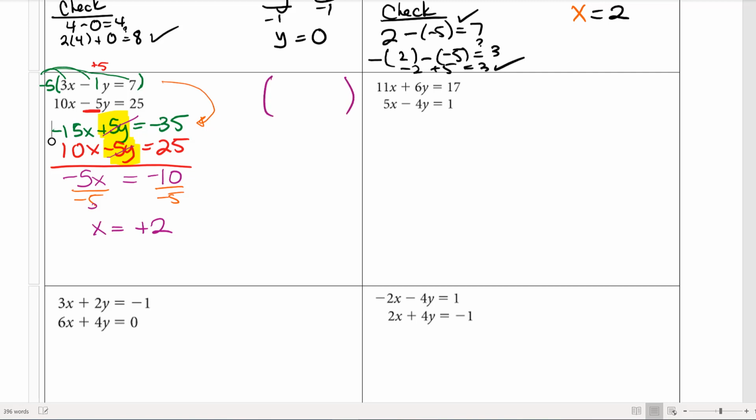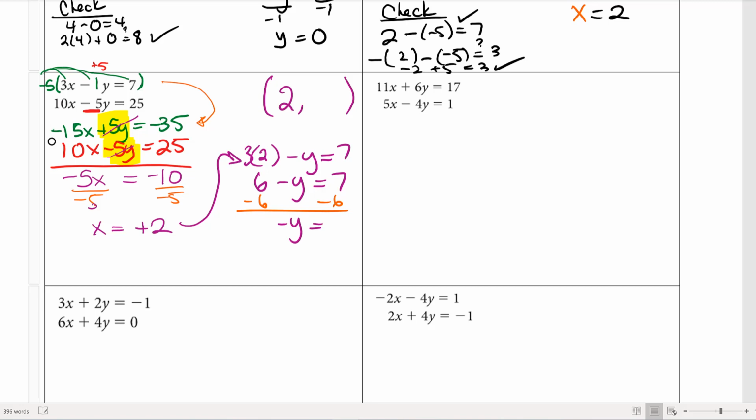So for that, I'm going to have a positive 2 here. And for x, now I'm going to plug it into one of the two equations. It doesn't really matter which equation. I'll do the first one, 3x minus y equals 7. But I know x is 2. So that's 6 minus y equals 7. Subtract 6 from both sides. And that leaves me with negative y equals 1, and divide both sides by negative 1 to get y equals negative 1. If you're interested in checking, you can check your work.